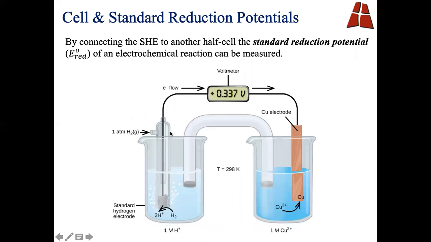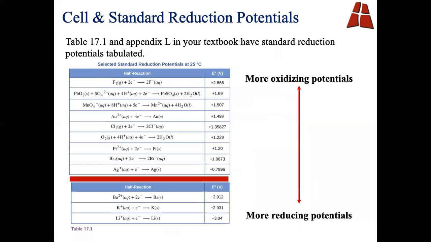Okay. So if we were to hook up a standard hydrogen electrode like this to another electrochemical half cell, then we can measure the standard reduction potential of that other half cell. For example, because we know this half cell is 0, for our copper reduction cell, if we have a 1 molar copper solution and a copper electrode at 298 Kelvin, then we can measure a standard reduction potential of 0.337 volts. And so that would be how we would actually measure these reduction potentials.